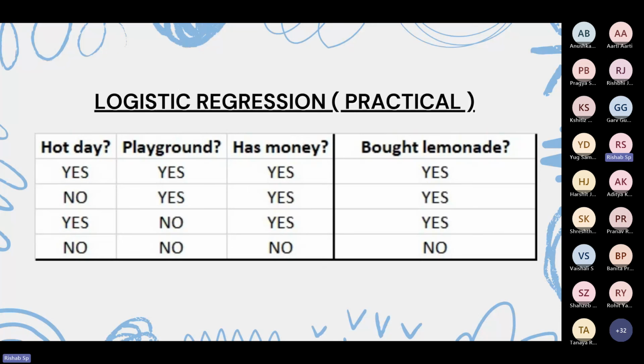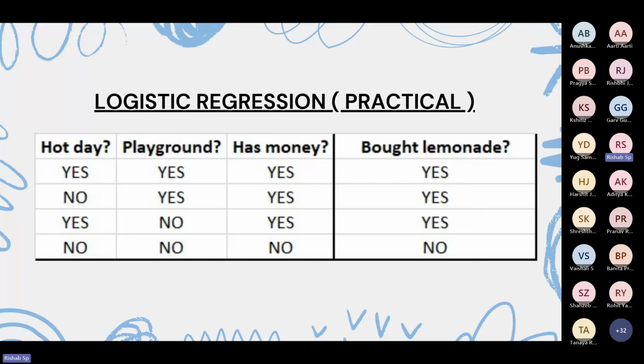So we have this data, right? Mr. Bean provided this data to us. There is yes, yes, yes, yes. Hot day, yes. Playground, yes. Has money, yes. So will someone buy a lemonade? Yes. So he has four cases, 1, 2, 3, 4, and he has four conclusions also, right? All in a categorical form, right? Yes or no, success or failure. That's basically categorical form.